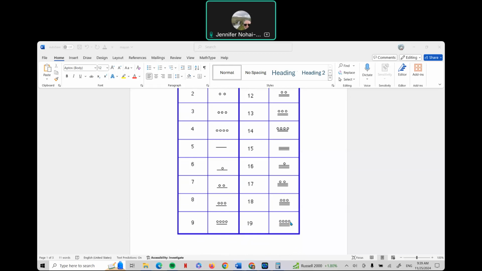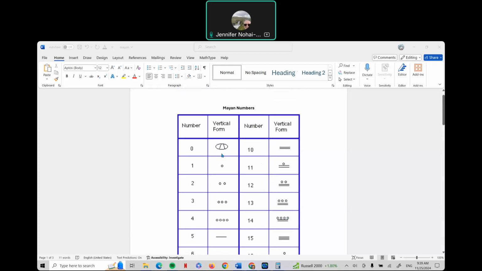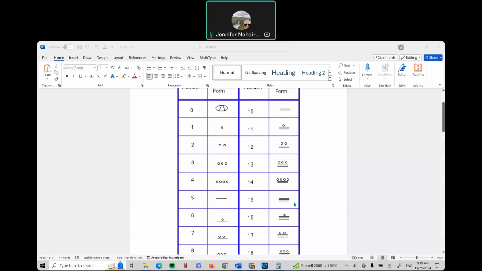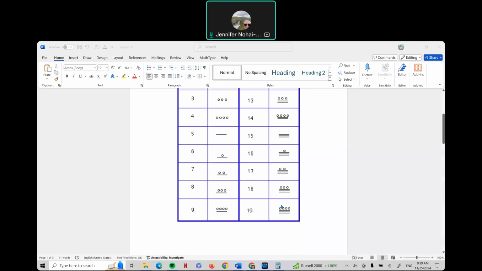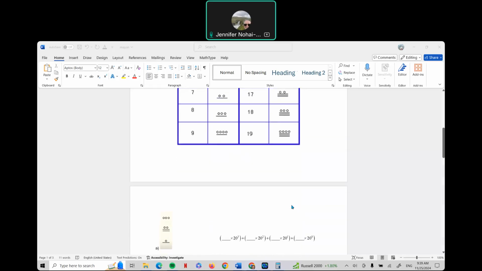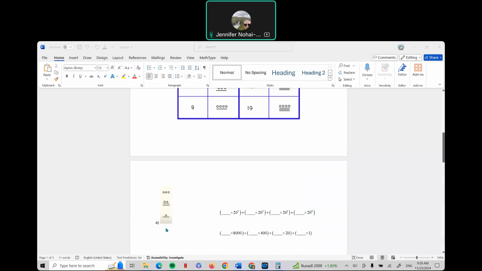16, 17, 18, 19. And so our system of Mayan numbers is base 20 because it goes from 0 to 19. Again, it's read from the bottom up. And so we have this set of numbers here, this being our ones spot. And the next one up is 20 to the first power. And the next one up is 20 to the second power. And then if we had one more above that, it would be 20 to the third power.